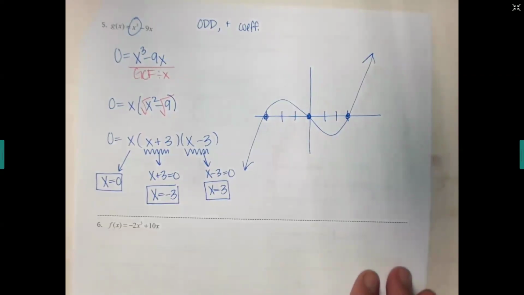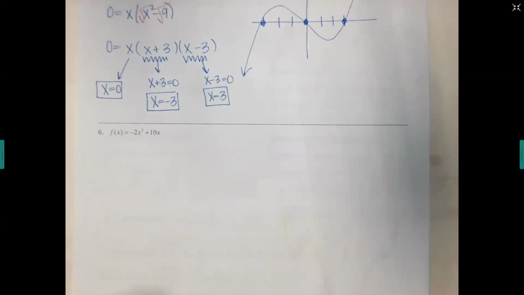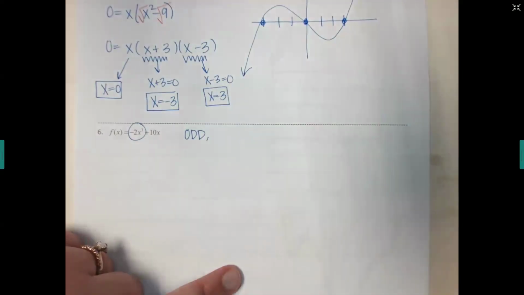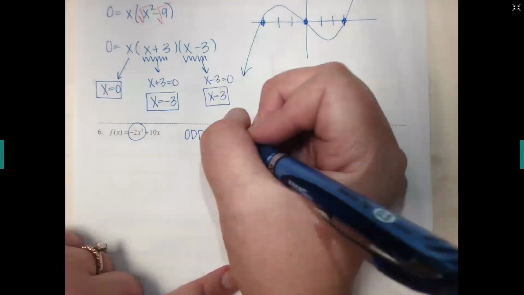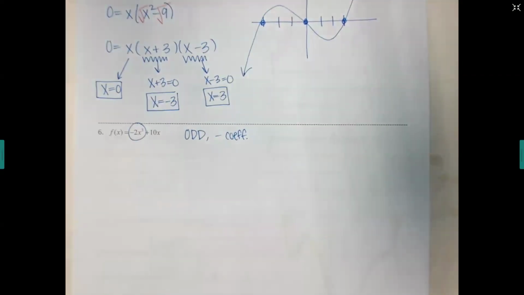All right, let's try the next one. Okay, first question, is it even or odd? Odd, but what's the coefficient type? On your odd, what kind of number is in front of it? A -2, so this is a negative coefficient. Okay, and if you don't remember, odd negatives are going to start at the top, end at the bottom.